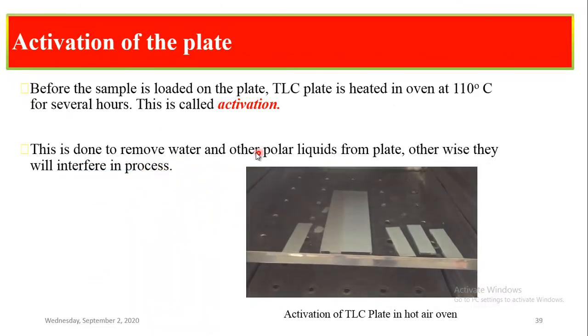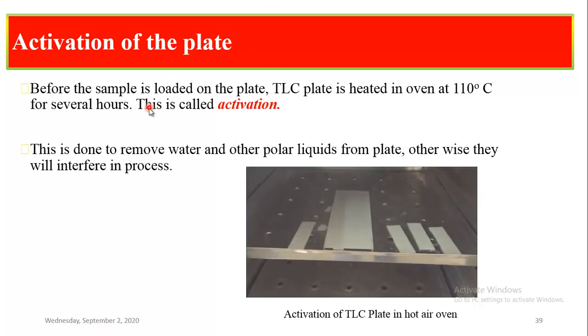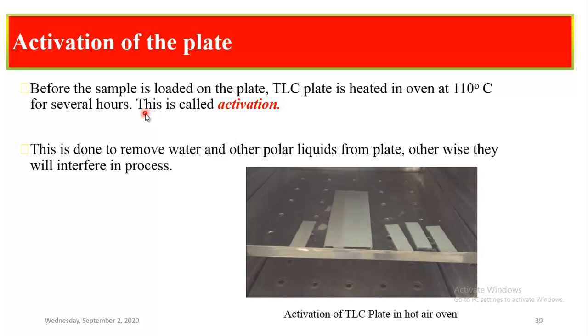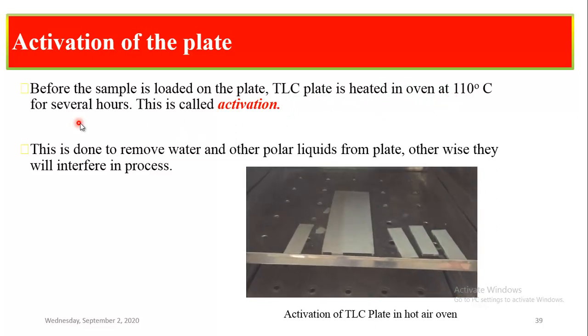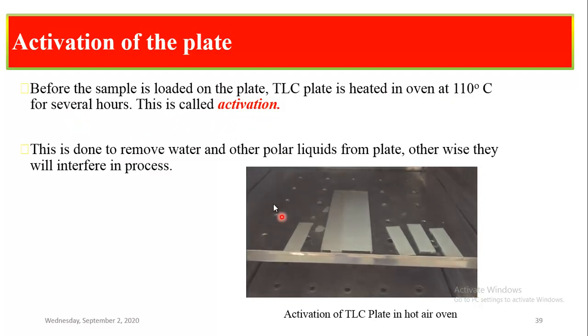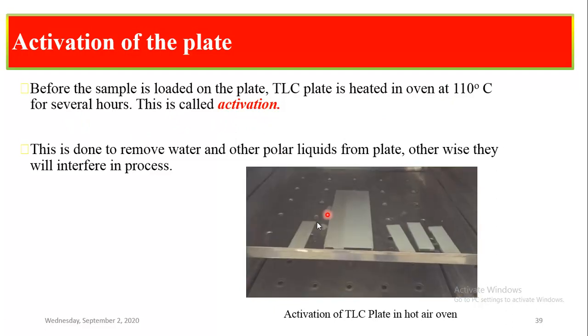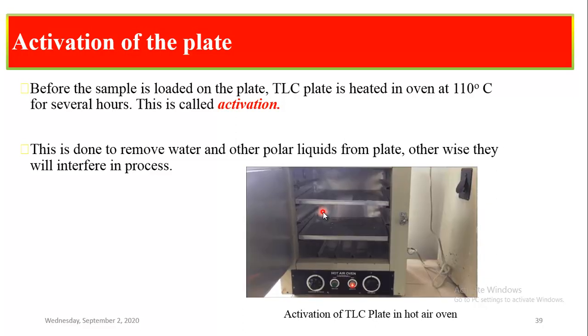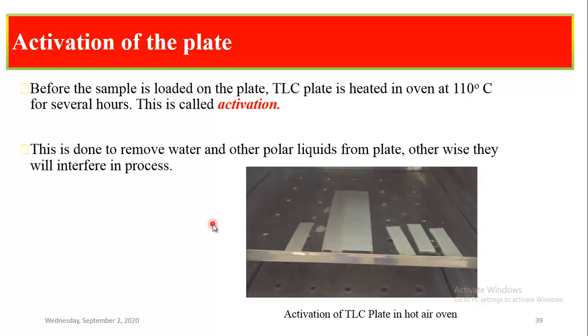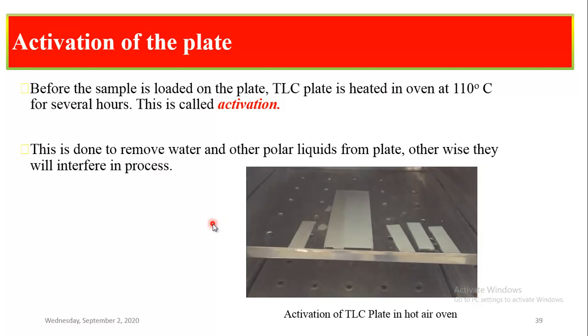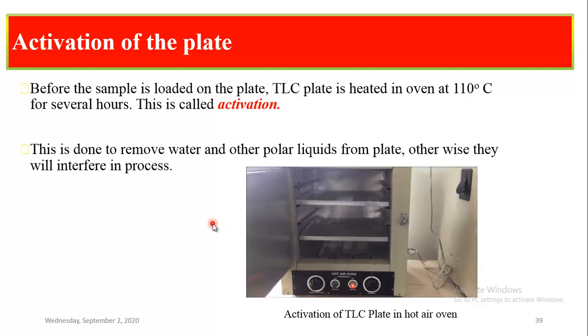And after preparation, activation of the plate is very important. And what is meant by activation of the plate? The TLC plate is heated at 110 degrees Celsius for several hours, and this is called activation. Here, we have placed the TLC plate in the oven for an hour, and that procedure is called activation. Basically it will remove the water and other polar liquid from the plate, so it will give a very good result. Otherwise interference will be caused in the sample. So, activation of the plate.